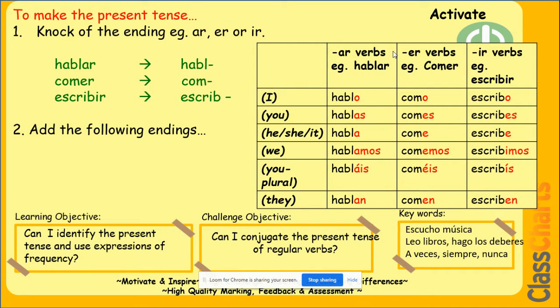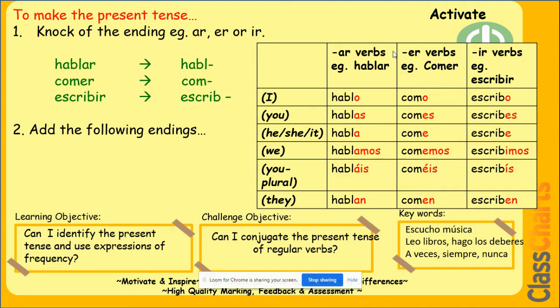For the we form of the verb, we say hablamos, so we add amos. For the you plural, when there's more than one person we're talking to, it is habláis. And for the they form of the verb it is hablan. That's for the AR verbs. For the verbs that end in ER, the endings are slightly different, and for the IR verbs, the verb endings are also slightly different.